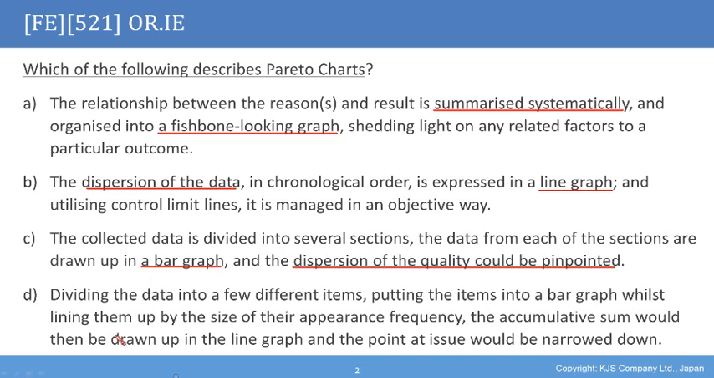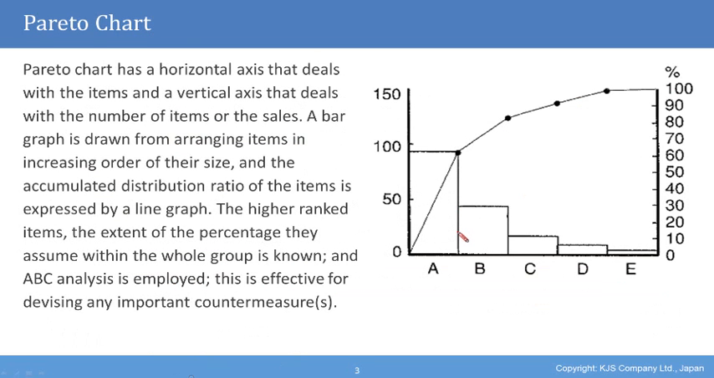D. Dividing the data into a few different items, putting the items into a bar graph, whilst lining them up by the size of their appearance frequency. The accumulative sum would then be drawn up in the line graph, and the pointer issue would be narrowed down. So which one of these is the best description of a Pareto chart? So what is a Pareto chart?